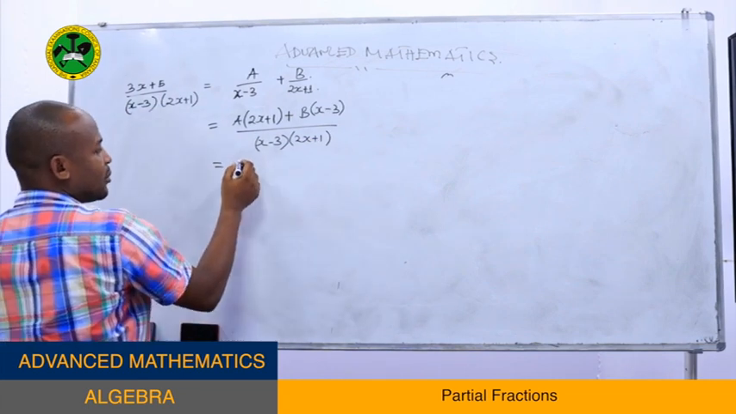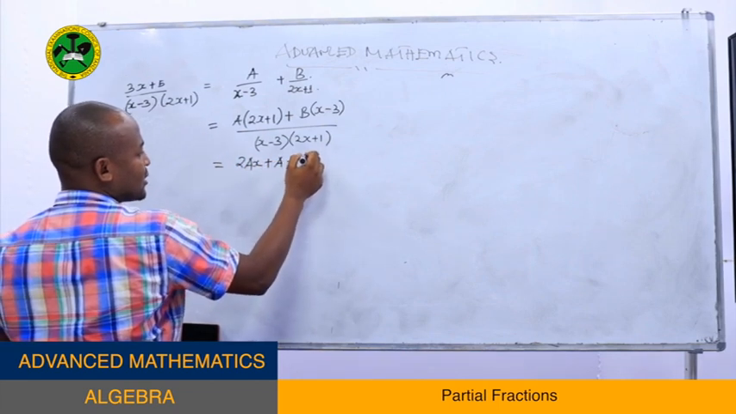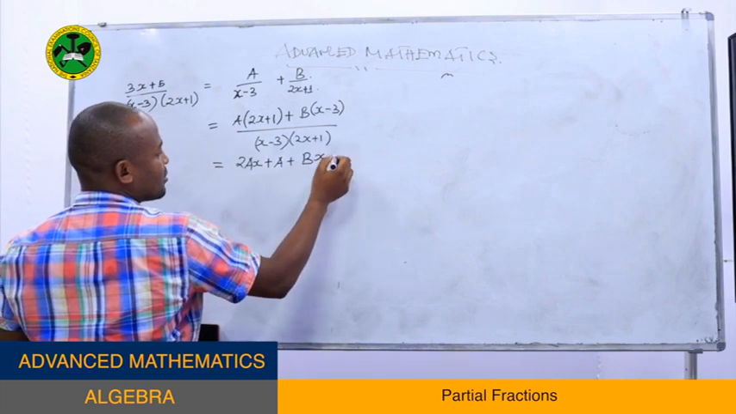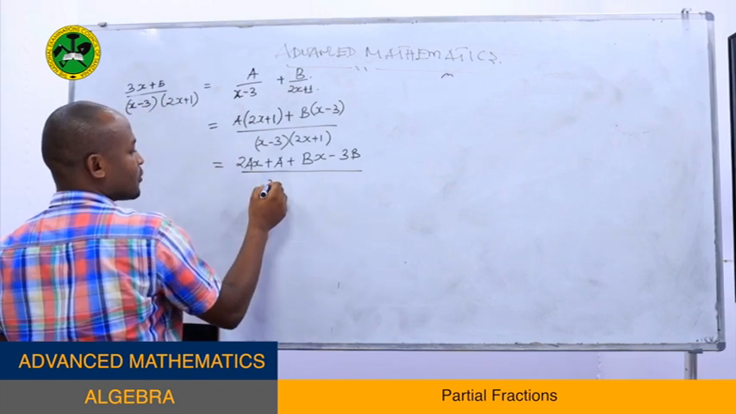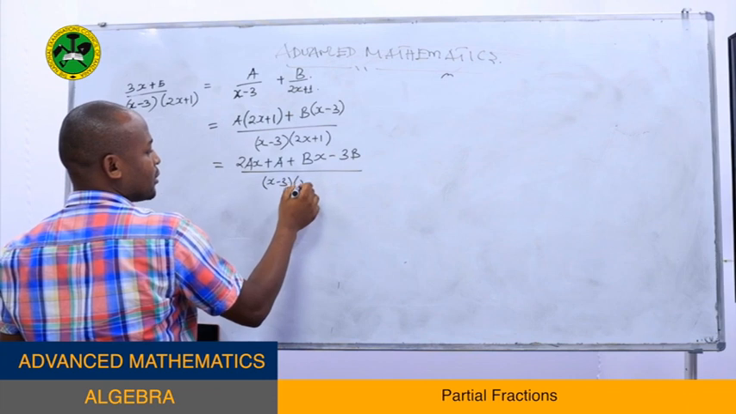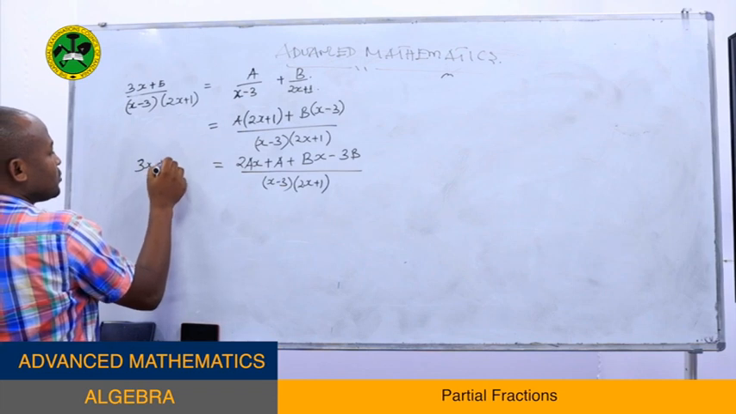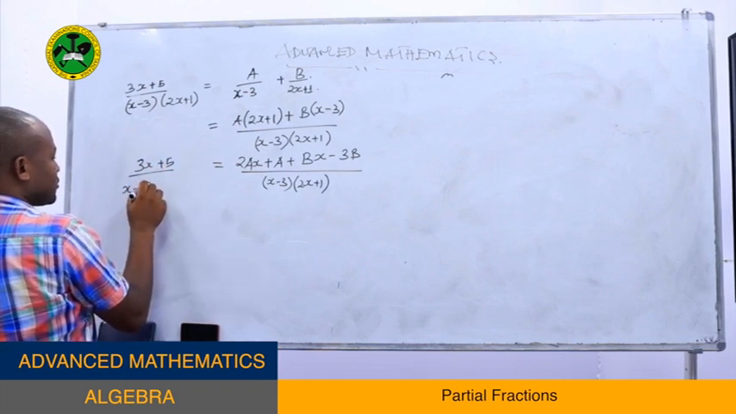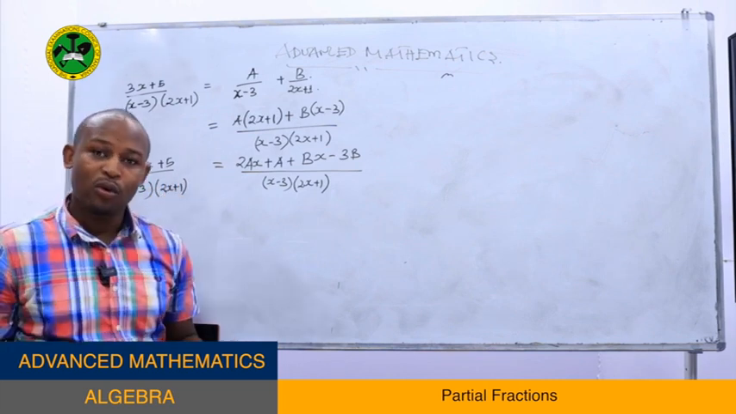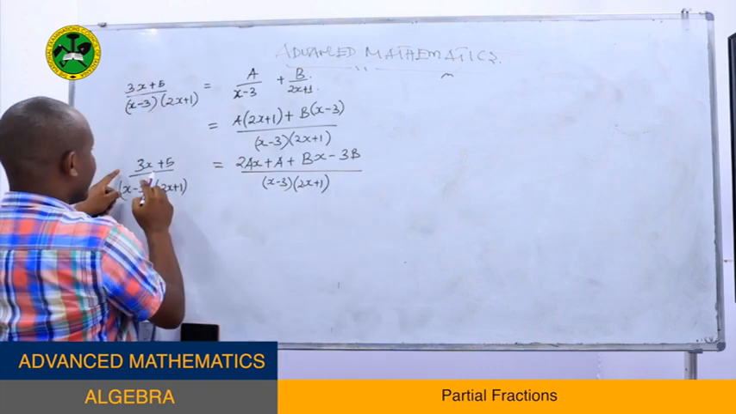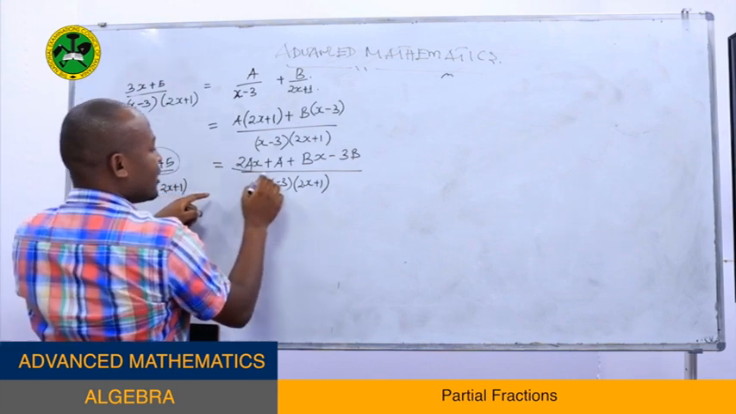Now opening the brackets there, we shall have 2Ax plus A plus Bx minus 3B over (x - 3)(2x + 1), which is equal to that thing there. Then (x - 3)(2x + 1). Now, what do we need to do here? We need to compare. Because this one and that one are equal, we just leave them. Then we take this part here and that part there.